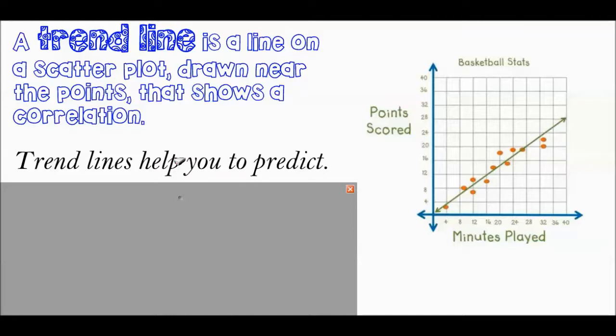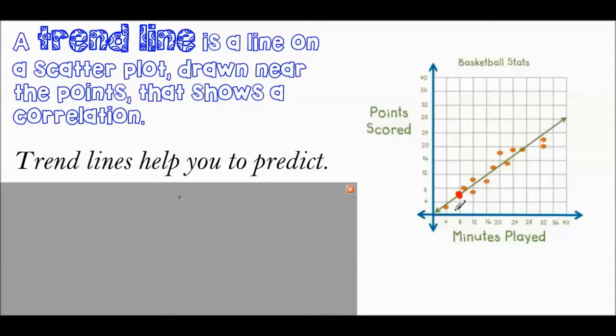It helps you to predict. So let's say I'm the basketball coach, or I'm the basketball player. Wouldn't that be funny? And we're wanting to see how many points I'm going to score based on, in past experience, how many minutes I've played. So I'm pretty awesome, so most of the time I'm in the game longer than 8 minutes. But let's say I was only in the game for 8 minutes. Well, at 8 minutes, based on my trend line, I should be scoring about 6 points.